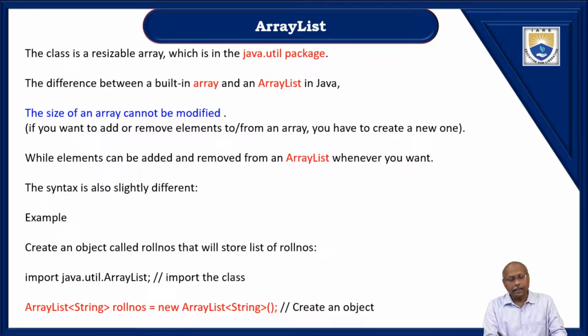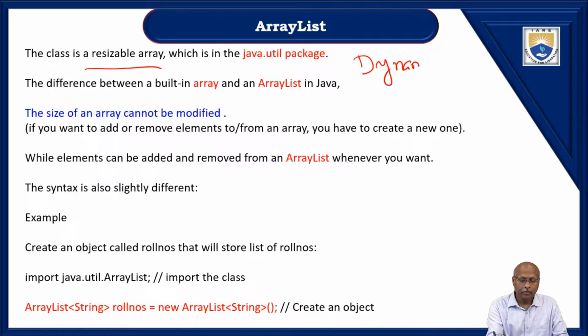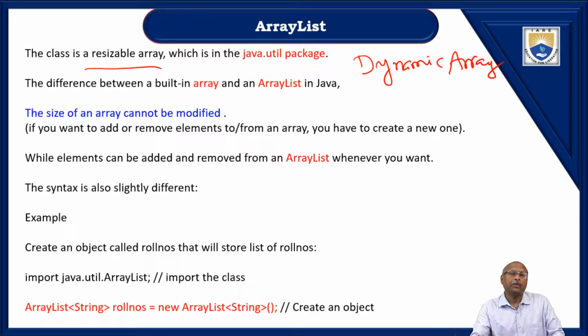Remember, ArrayList is a resizable array, or I can say a dynamic array. I think you know there are two kinds of array. One is static array, second one is dynamic array. Static array means fixed size, which will not allow you to change. Whereas dynamic array means it will resize dynamically, it will change, it will grow as well as shrink.